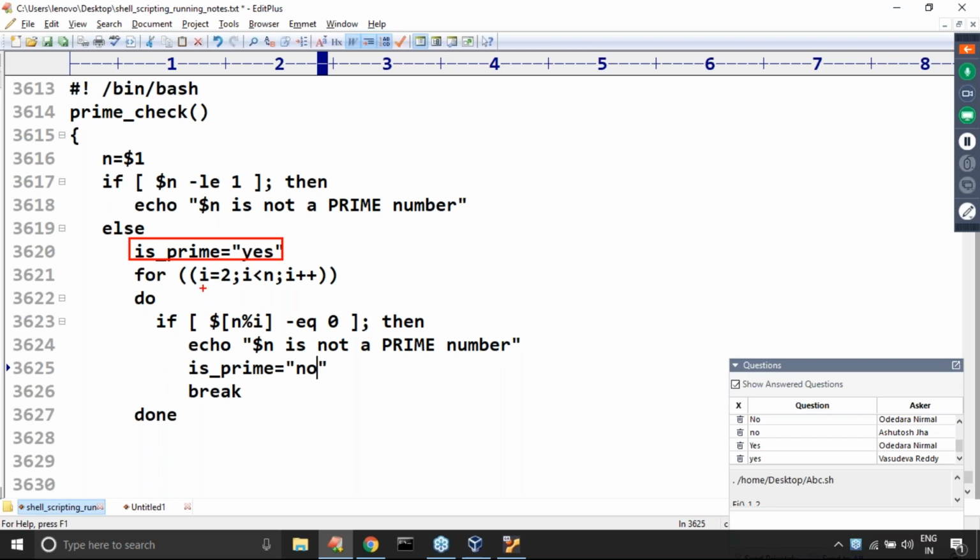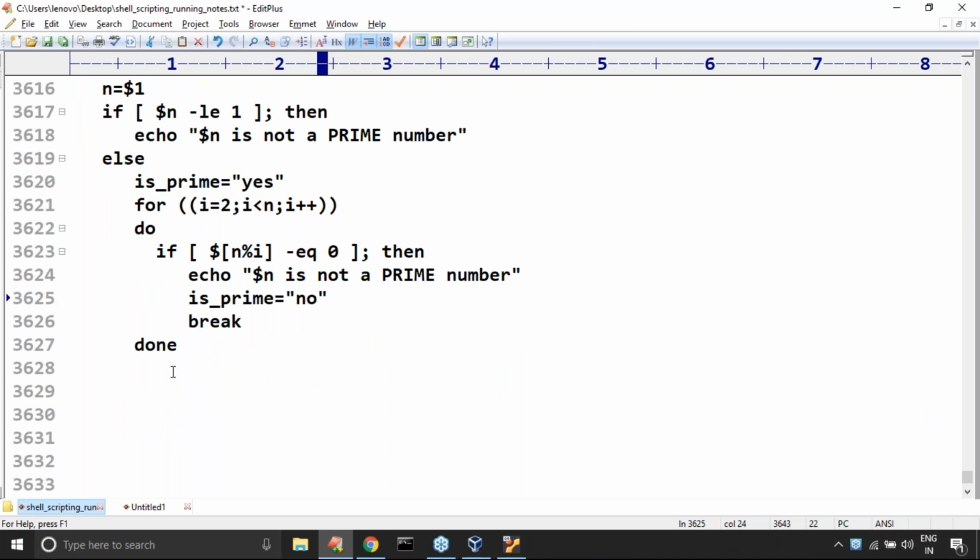So from 2 to n minus 1, if you find at least one factor, then we can set is_prime equal to no. Can you please come out of the loop? Any doubt about this one? Respond. Any doubt about this? Yes, please confirm.